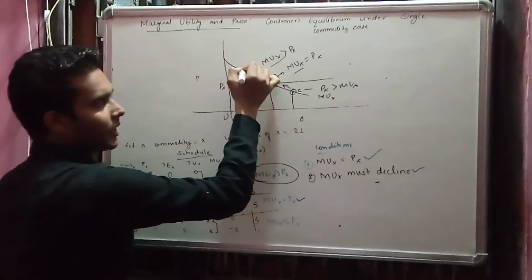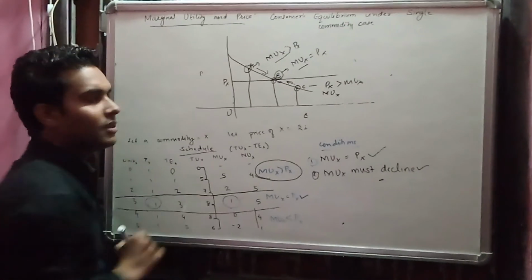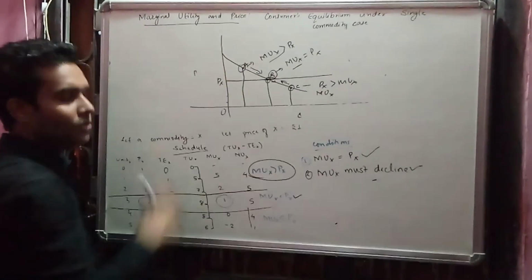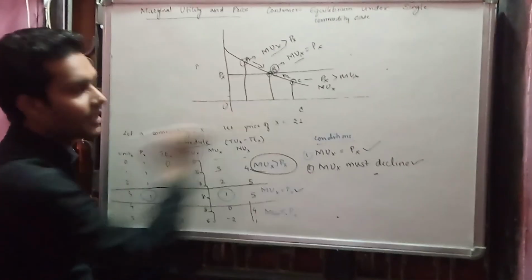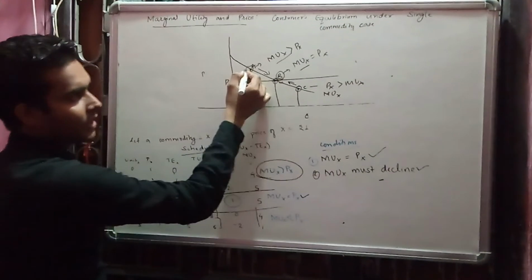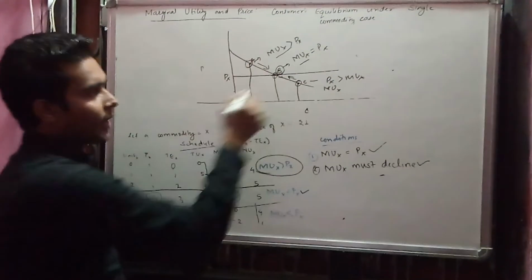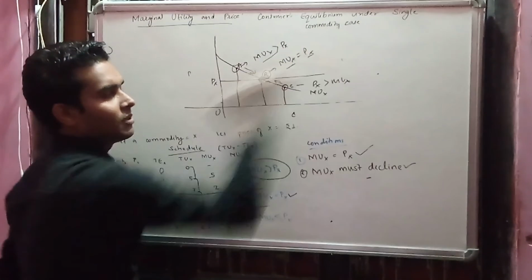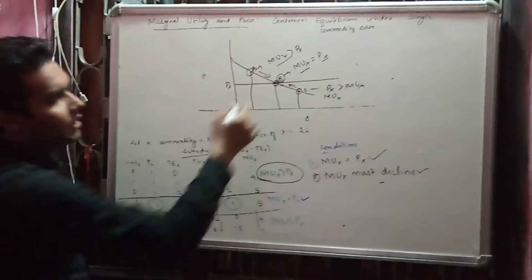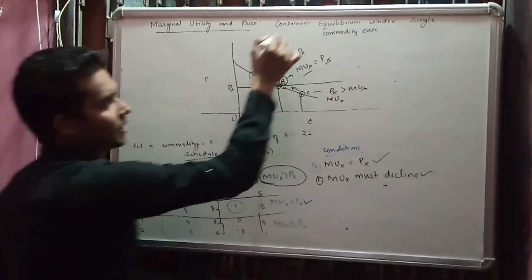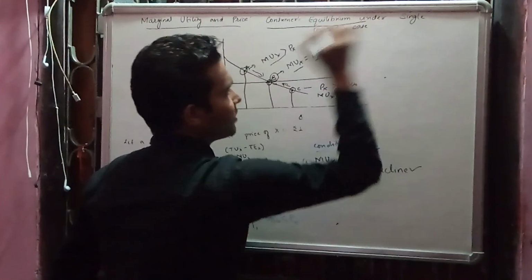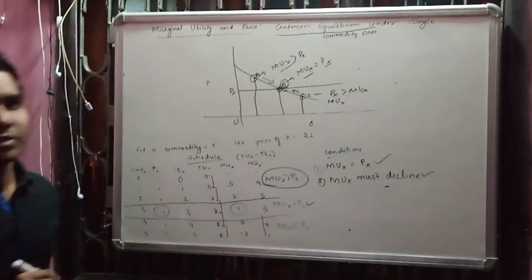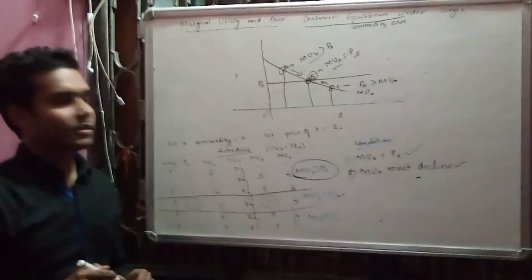If he is at point A, MU is greater than price, what will he do to increase the profit? He will increase his expenditure. Again he will reach point B. So at point B, marginal utility is equal to price. Thus point B becomes the point of consumer's equilibrium under a single commodity case. That's all.